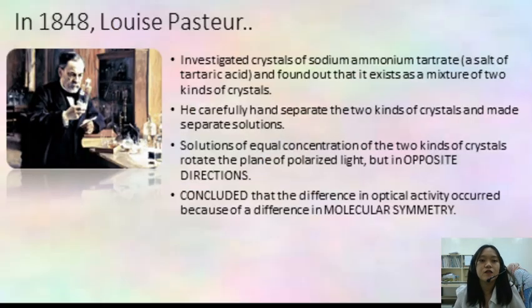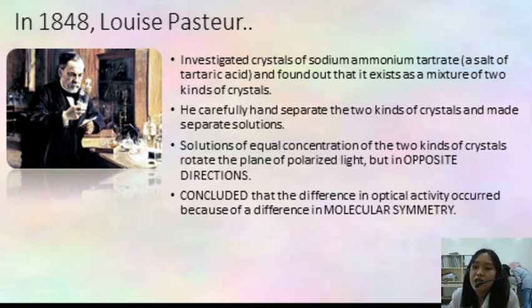Okay. So in 1848, Louis Pasteur investigated crystals of sodium-ammonium tartrate. So sodium-ammonium tartrate is a salt of your tartaric acid. Okay, so Louis was very curious. He wanted to know where the optical activity of the crystal comes from. So he observed sodium ammonium tartrate and he found out that it exists as a mixture of two kinds of crystals. So, your sodium ammonium tartrate is a mixture of two types of crystals.